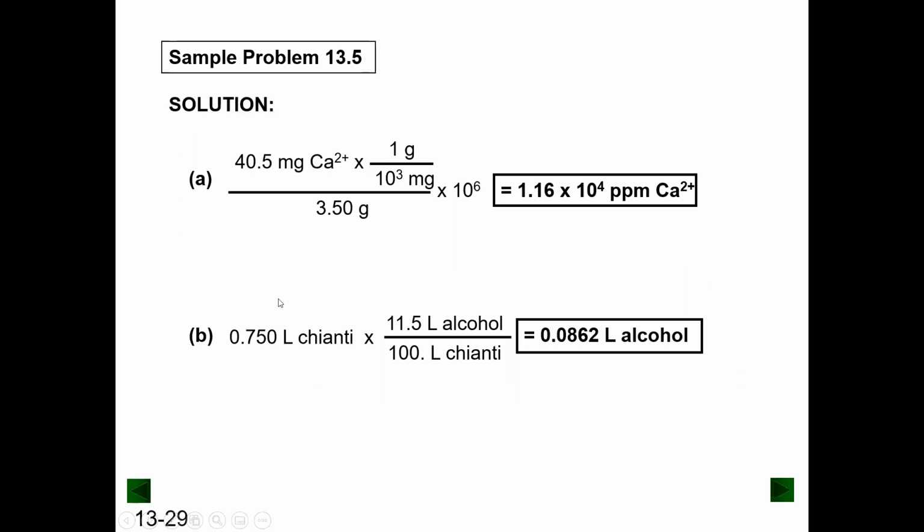So the next one here, the bottle is 0.75 liters. And it says the percentage is 11.5 out of 100. So you simply take that percentage times that, and you get this many liters of alcohol. ppm is parts per million. Okay. Anyone else have any questions before we continue? All right.